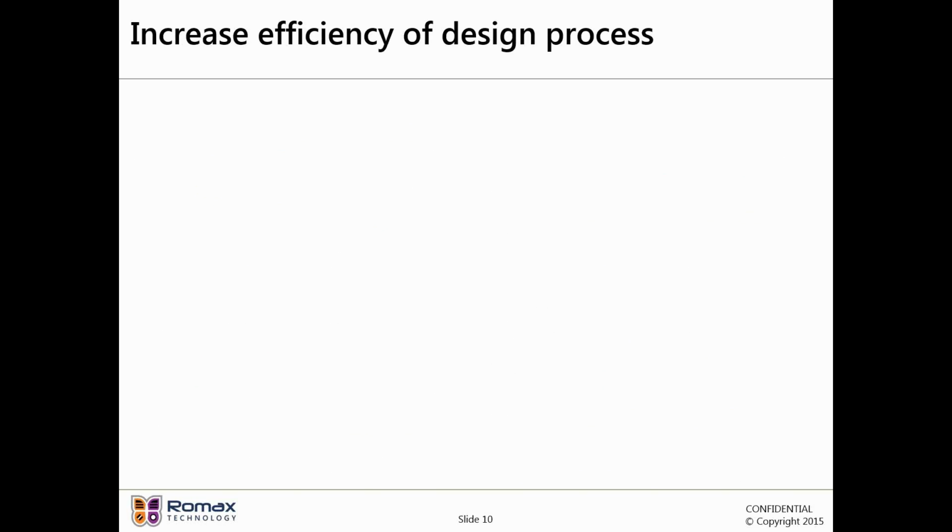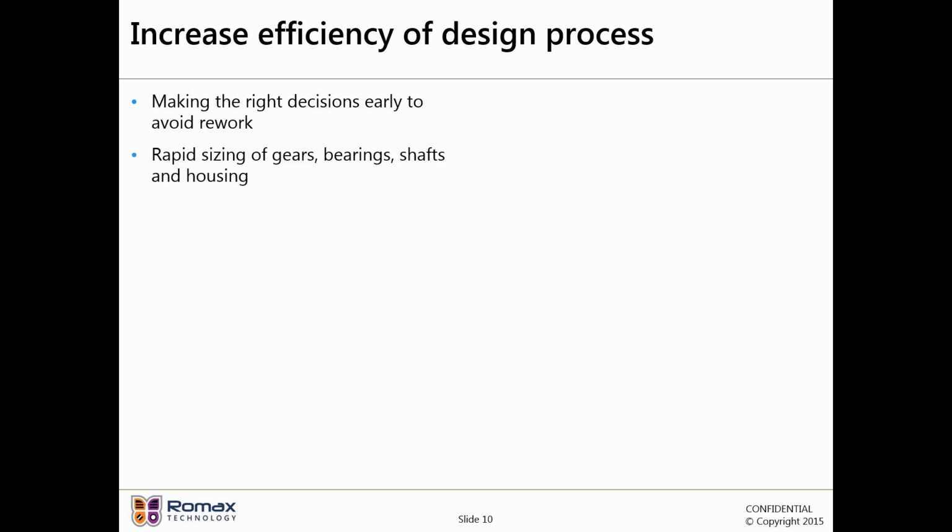So that's the kind of technical output from the software. But really the reason for doing this is to increase efficiency of the design process. And we want to provide the tools to help make the right decisions early and avoid rework and minimize the number of prototype iterations. So this is Romax Designer working in parallel with KEMOS and used to do rapid sizing of gears, bearings, shafts, and housing, and this might be useful to respond to commercial needs.